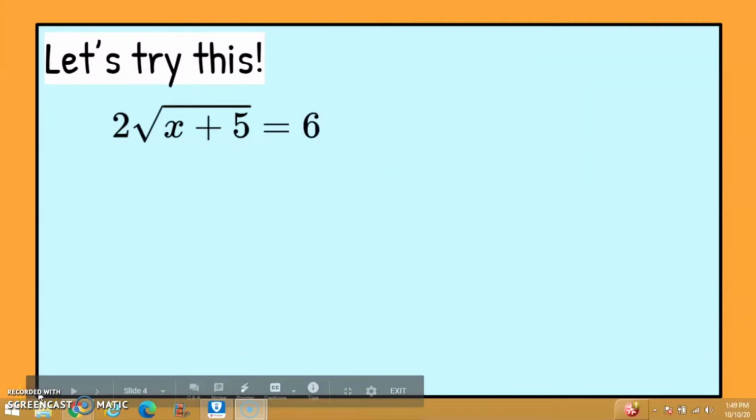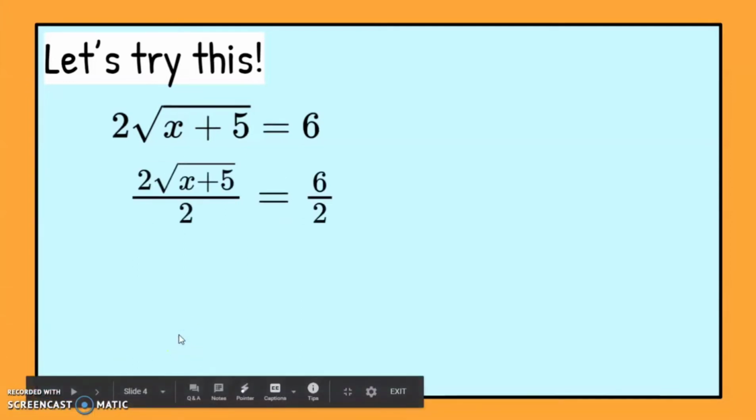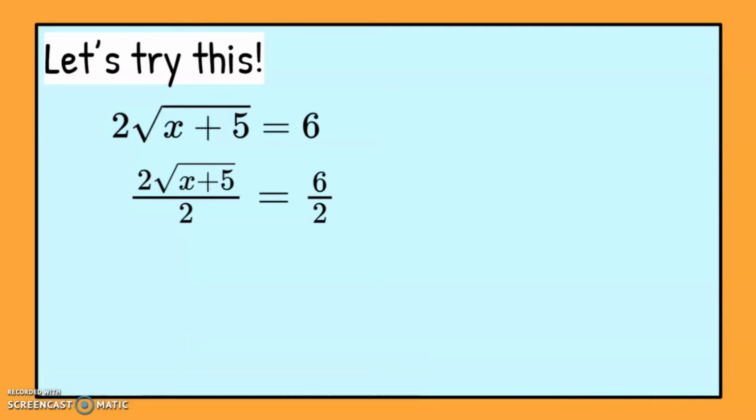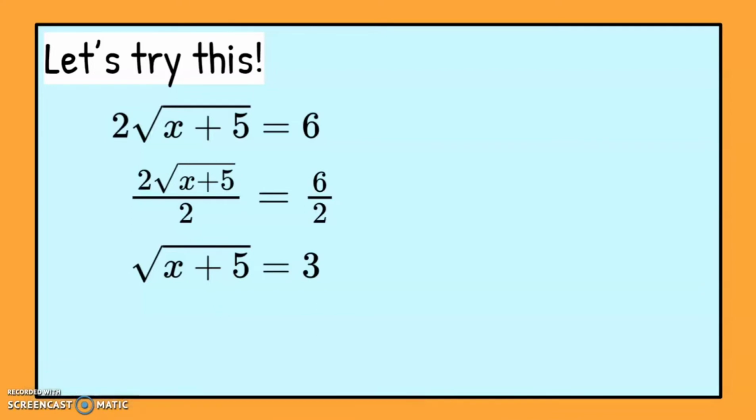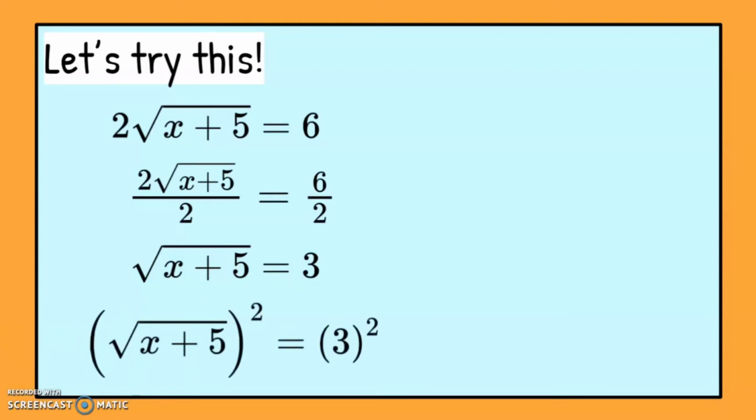Let's try another problem. 2 square root of x plus 5 equals 6. First step is you have to isolate the radical expression by dividing both sides by 2. So we have 2 square root of x plus 5 divided by 2 equals 6 divided by 2. 2 divided by 2 is 1, so we have square root of x plus 5 equals 6 divided by 2 is 3.